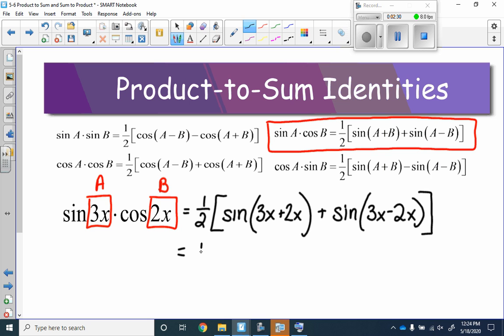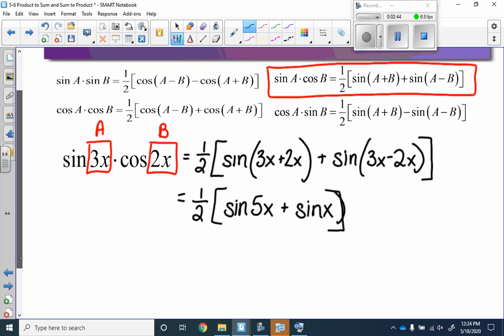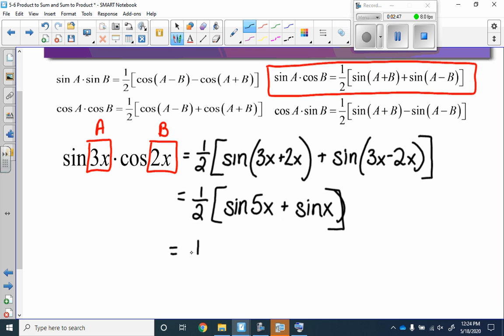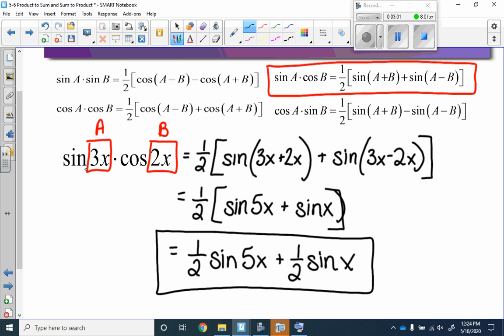The nice thing about this now is I can simplify it out a little bit. 3x plus 2x will give us 5x. 3x minus 2x gives us 1x. And now I can distribute that 1/2. I can't take half of that 5, but I can put the 1/2 out in front. And so here we just took the product and turned it into a sum.